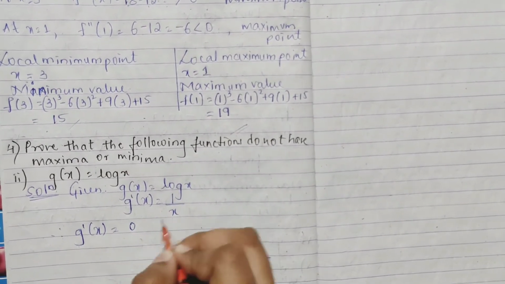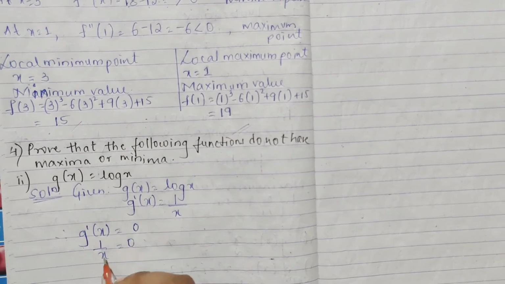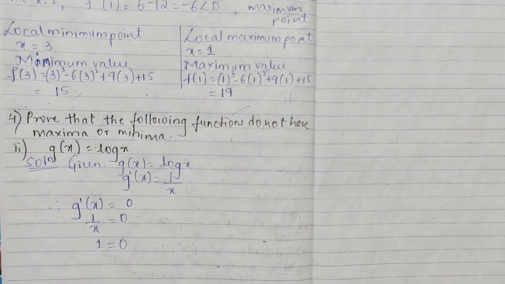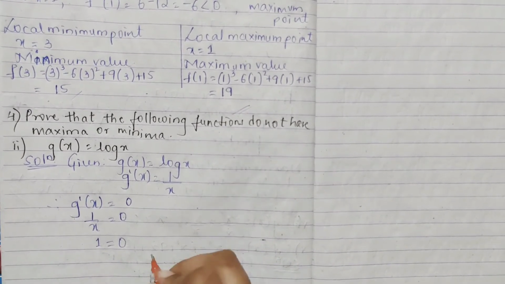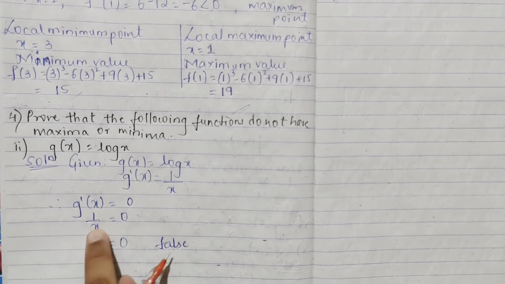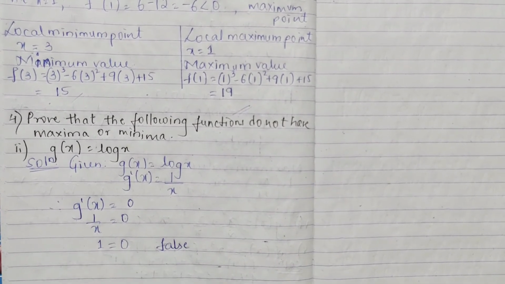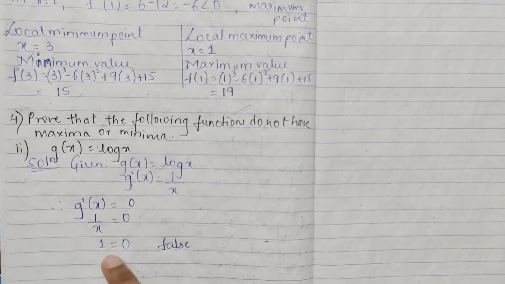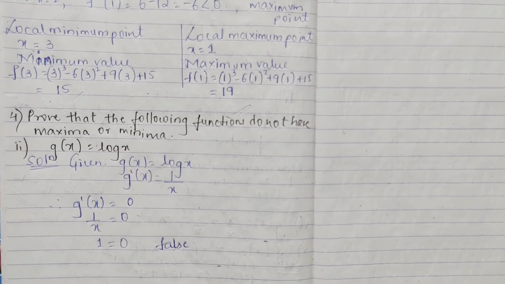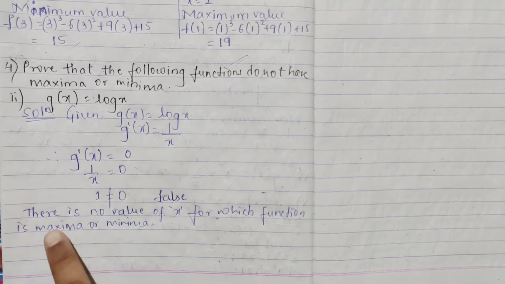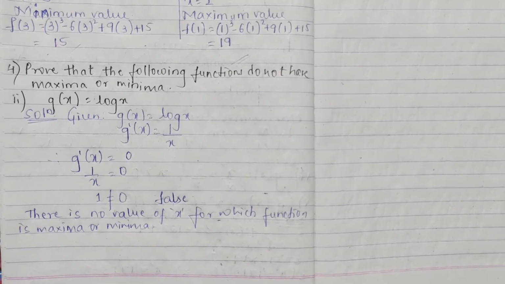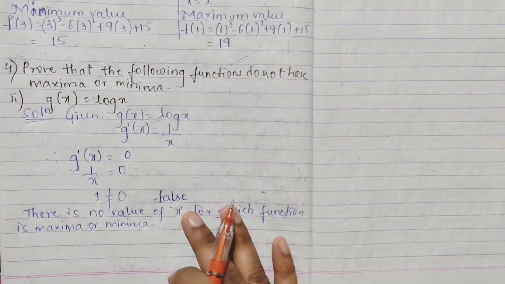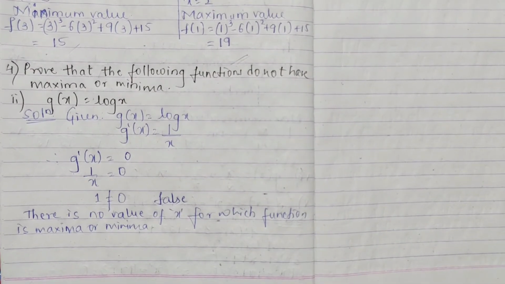So g dash of x, what have you got? 1 by x equal to 0. Taking x across, you are getting 1 is equal to 0. Can this be true anytime, 1 equal to 0? No, right? This statement is false. So this statement is false, which means there is no maxima and there is no minima. 1 is not equal to 0, so there is no value of x for which the function has a maximum or minimum. Okay, I hope this much is clear. We'll go to the next part.